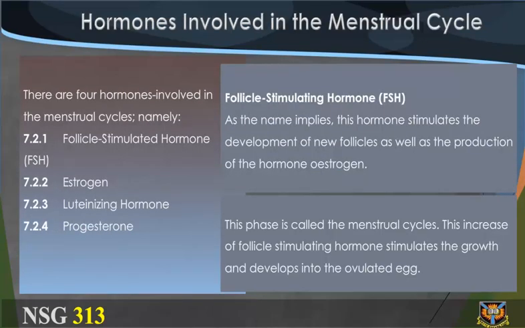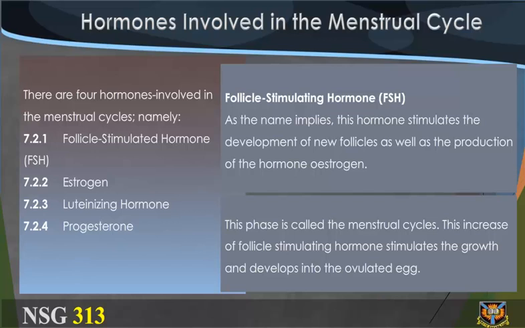Hormones involved in the menstrual cycle. There are 4 hormones involved in the menstrual cycle, namely: 1. Follicle stimulating hormone. 2. Estrogen. 3. Luteinizing hormone. 4. Progesterone. Follicle stimulating hormone, FSH. As the name implies, this hormone stimulates the development of new follicles as well as the production of the hormone estrogen.